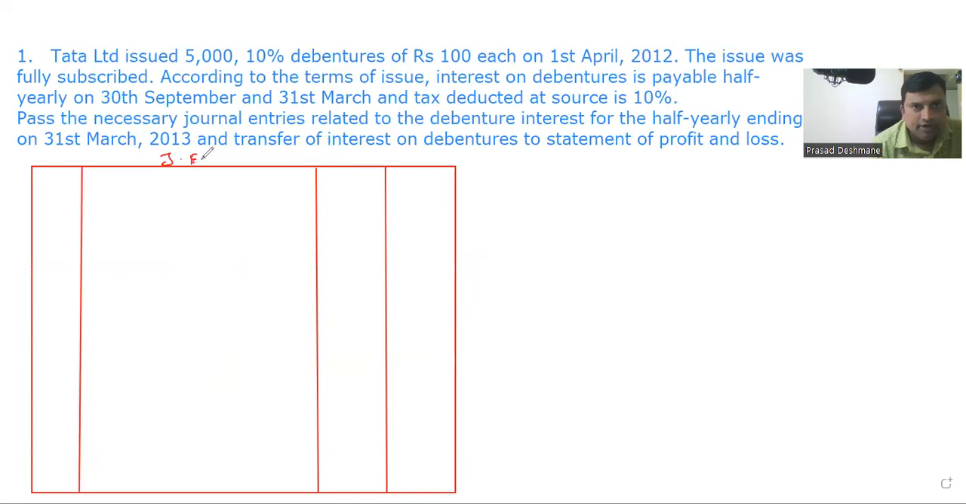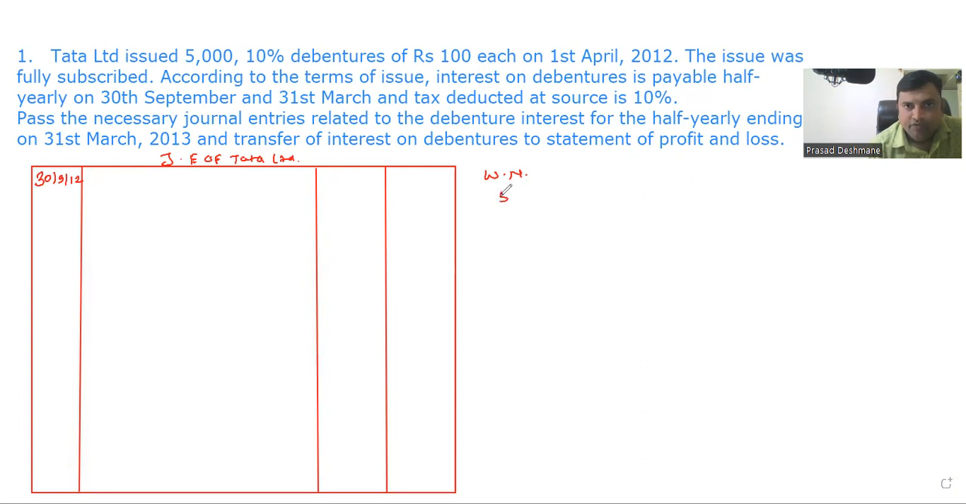Here I'll write the journal entries of Tata Limited. Okay, so first the interest when we are going to pay on 30th September. So I'll write the date over here, 30th September 2012. Okay, so first of all, I'll calculate the interest in the working note.